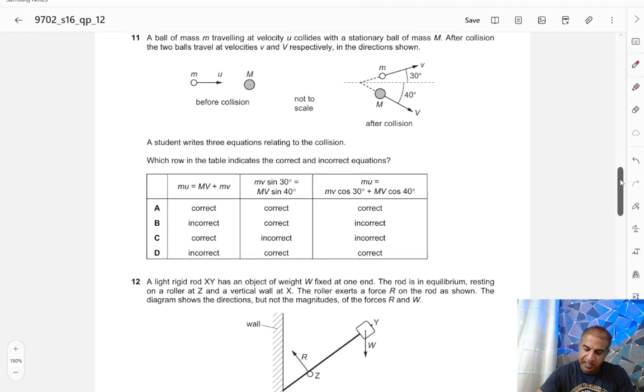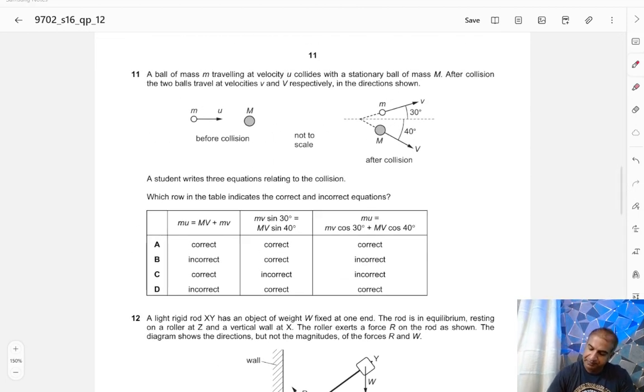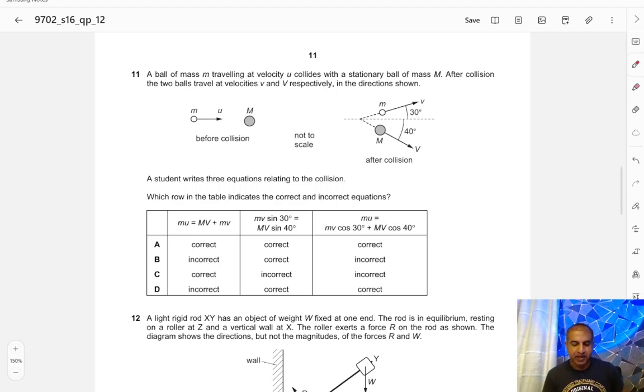11th question. We are going to be doing it. I'm just taking a small little break. Okay, guys, I'm back. Took a rather long break, but we are going to be doing some questions.